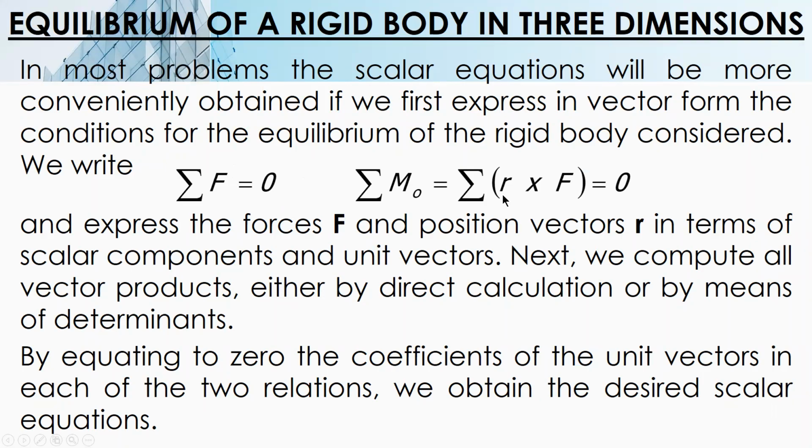After conducting the vector product, you will also have terms with unit vectors i, j, k; group them and then equate to 0. So another 3 equations. So all in all, you have 6 equations.